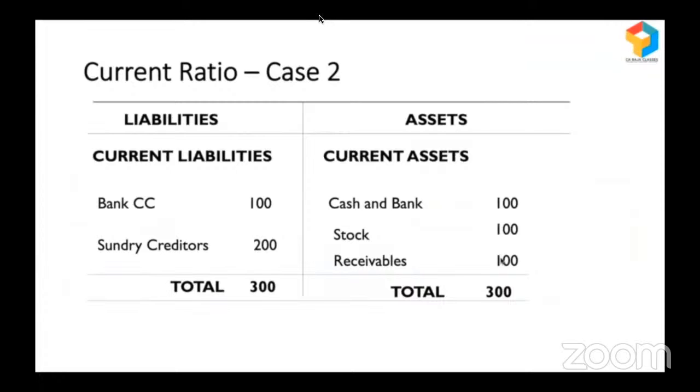Let's say the bank CC has become due. This 100 has become due and you can settle that using your cash and bank balances. Then when this 200 becomes due, what assets do you have? Only the stock and receivables. Let's say the receivables are getting converted into cash. That's good. So out of 200 you settle 100, but you still have another 100 pending.